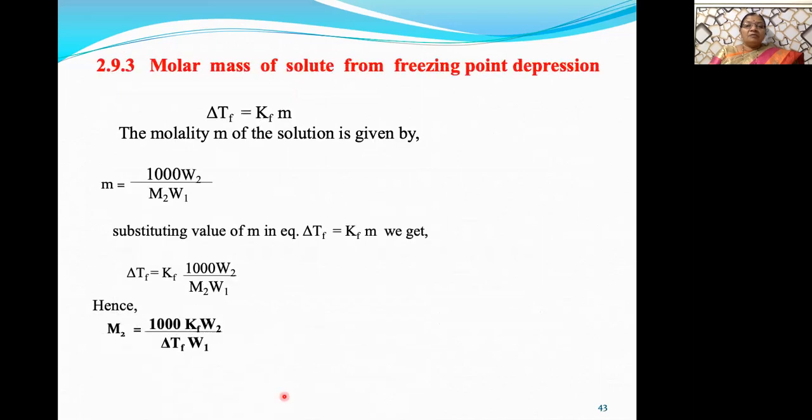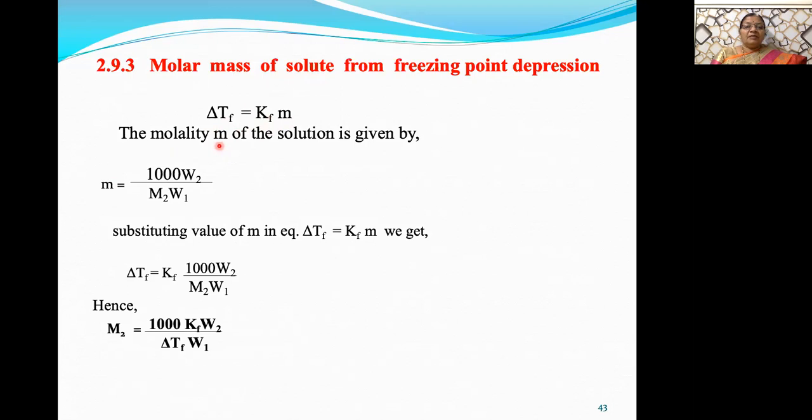Next, how this colligative property is used to calculate the molar mass of a non-volatile solute. The method for the determination of molar mass of solute from the freezing point depression is the same. The steps for calculation are similar to the steps for determination of molar mass of solute from the previous colligative property, that is elevation in boiling point. You can clearly observe here: delta Tf equal to Kf into m. In elevation in boiling point, delta Tb is equal to Kb into m.